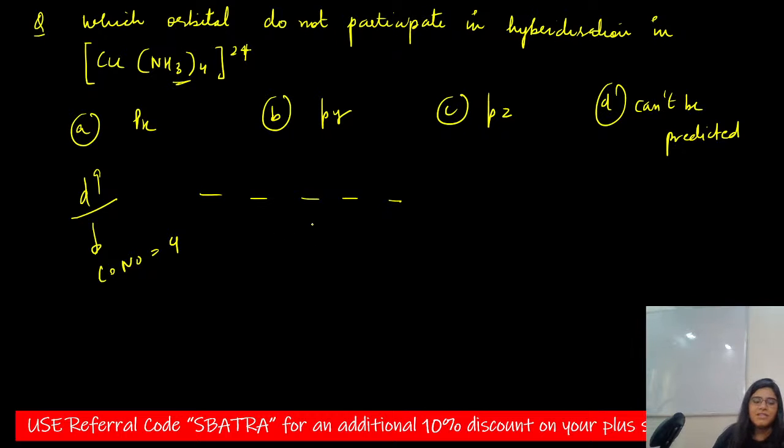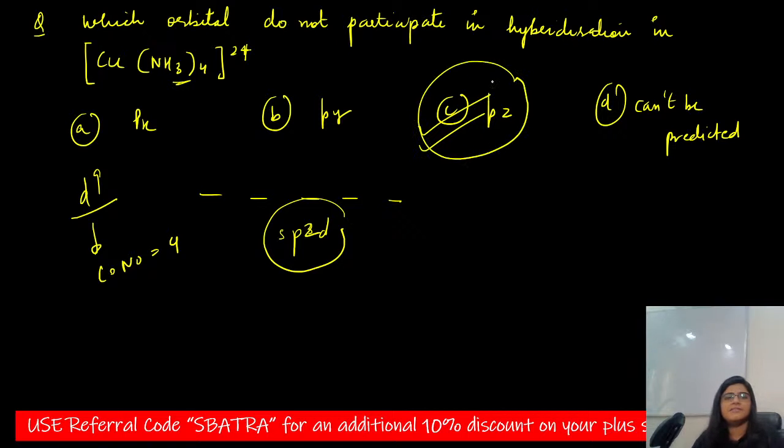So finally the hybridization will be sp2d. The correct answer is pz orbital. Fine. Let's take the next question now.